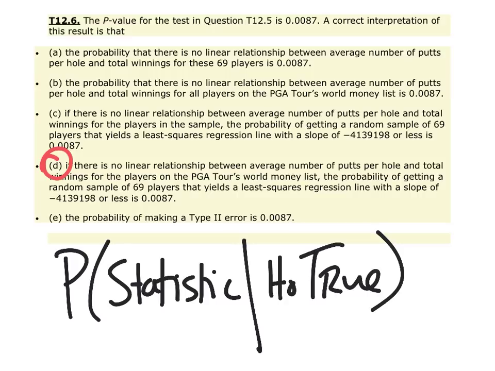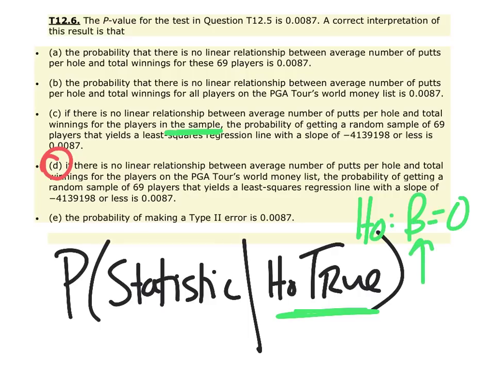C looks like it might be a good option, so let's read it and let me show you what's wrong with it. If there is no relationship between the average number of putts per hole and total winnings for the players, that H sub 0 is true in the sample. And this is the issue: within the sample. Remember, when we make H sub 0, we're saying it about beta. This is about the population parameter. So we're not talking about the sample, we're talking about the population. So letter C is wrong because it says in the sample, whereas letter D says here in the PGA Tour, which is actually using the entire population. So be really careful. Those two are very close to each other.